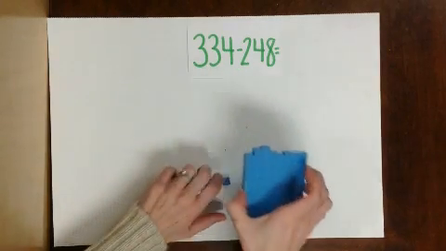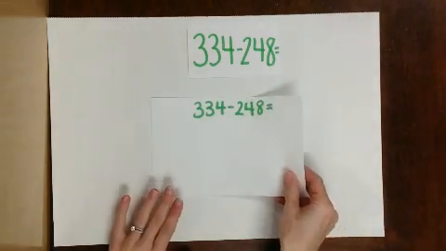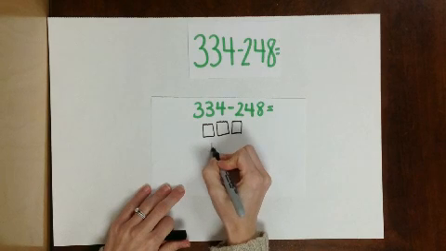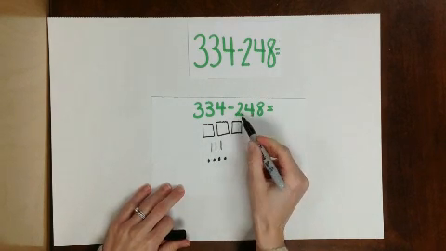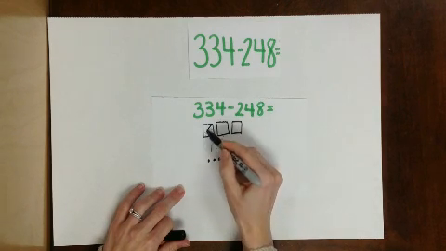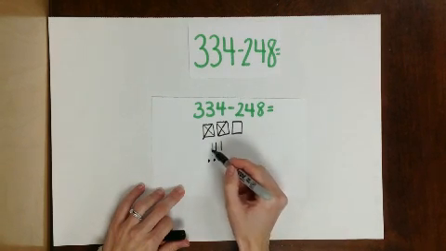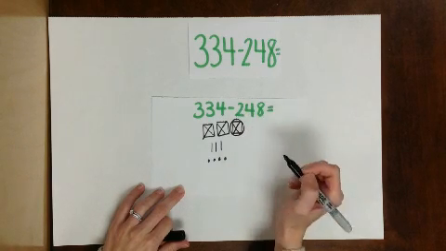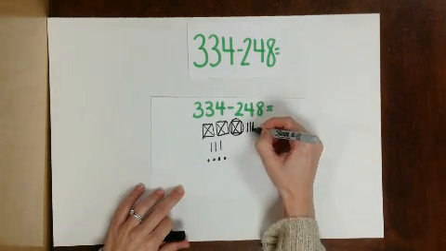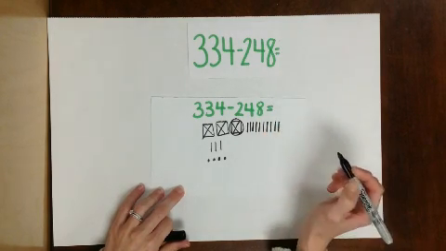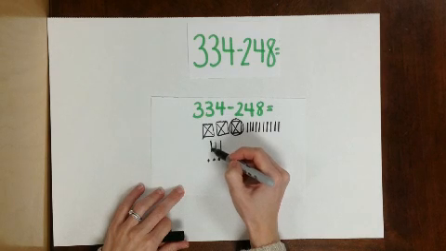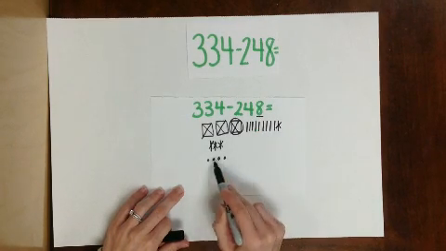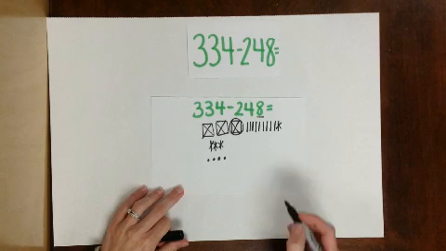Let's solve that exact same equation by drawing. We start with 334. We're subtracting 248. 200. Again, we don't have enough tens to subtract the 40, so we can decompose this 100 into 10 tens. 10, 20, 30, 40, 50, 60, 70, 80, 90, 100. Now we can subtract 40. 10, 20, 30, 40. We don't have enough ones to be able to subtract 8, so we need to decompose a 10.